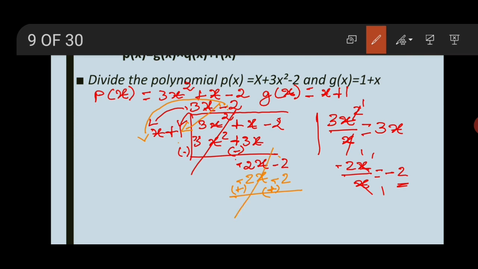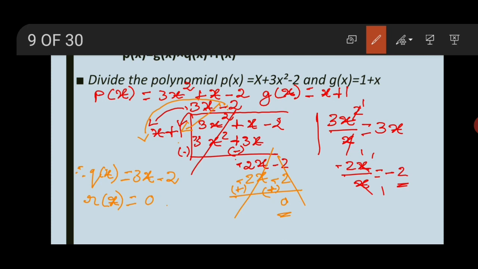Minus 2x plus 2x gets cancelled. Plus 2x minus 2x gets cancelled. So the remainder is what? 0. Therefore, q of x is equal to, where is the q of x? Quotient. At the top we can see 3x minus 2 as the quotient, and at the bottom we will get the remainder and it is 0.